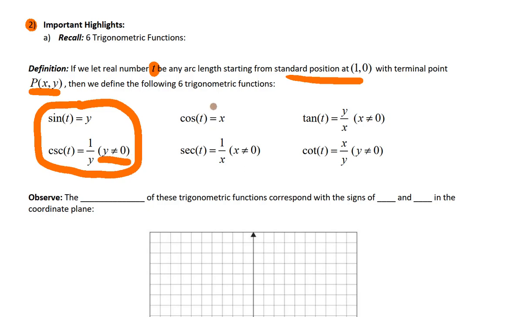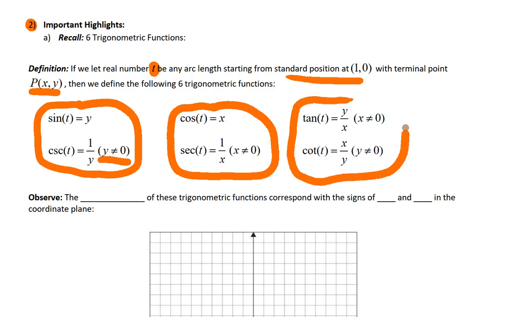Another similar pair would be cosine and secant. So we define cosine as x, or in other words, cosine of t equals x. t is this arc input, and then secant of t is 1 over x. So there's the reciprocal of the x. Again, can't divide by 0, so x cannot be 0 for secant. And then thirdly, tangent and cotangent, where we define tangent of t as y over x, can't divide by 0, and cotangent of t as the reciprocal, which is x over y, can't divide by 0.